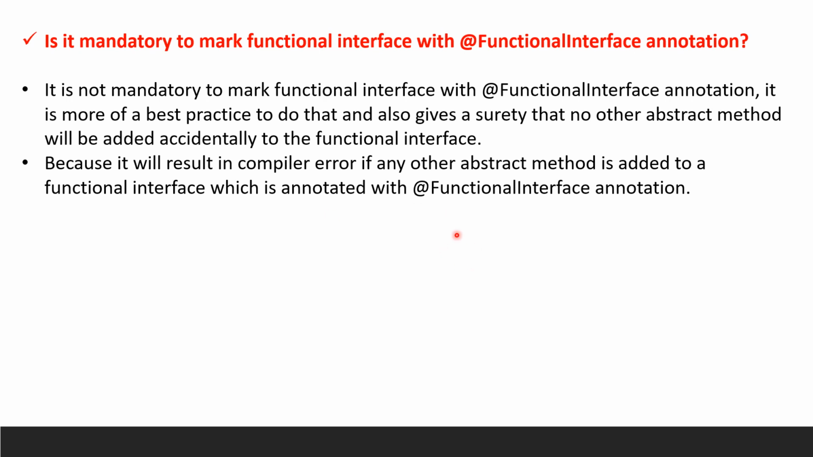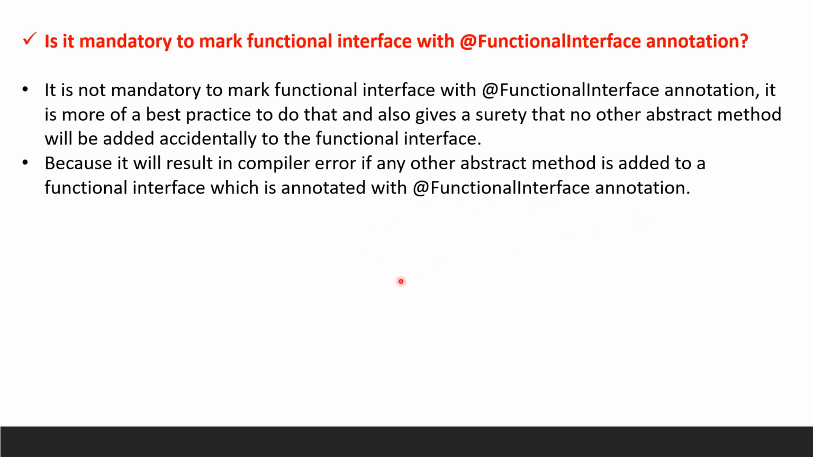If by chance we add any other abstract method mistakenly to that functional interface, then we would not know, and we would be implementing all our classes and methods accordingly. But if we declare the annotation on top of the interface, we can be sure that no other abstract method is accidentally added, because it will result in a compiler error if any other abstract method is added to a functional interface annotated with @FunctionalInterface.